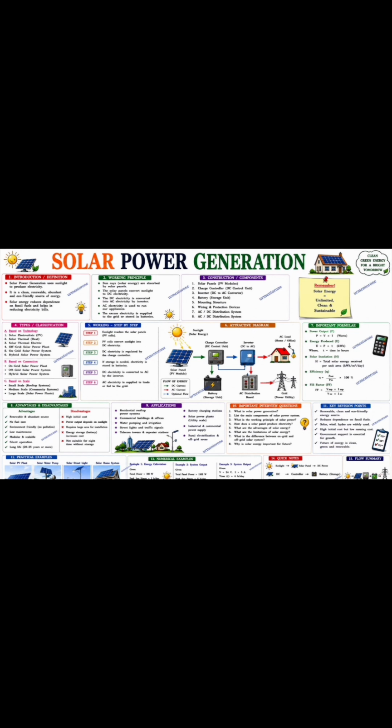Working, step by step. Step 1. Sunlight reaches the solar panels, the PV cells. Step 2. PV cells convert sunlight into DC electricity. Step 3. DC electricity is regulated by the charge controller. Step 4. If storage is needed, electricity is stored in batteries. Step 5. DC electricity is converted into AC electricity by the inverter. Step 6. AC electricity is supplied to loads or fed to the electrical grid.